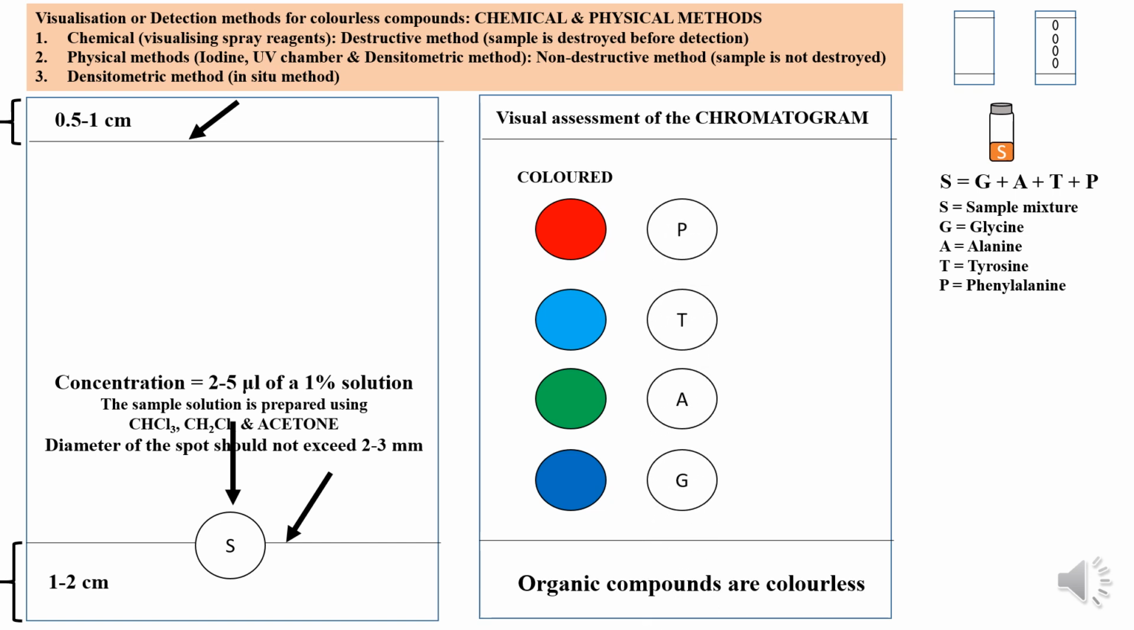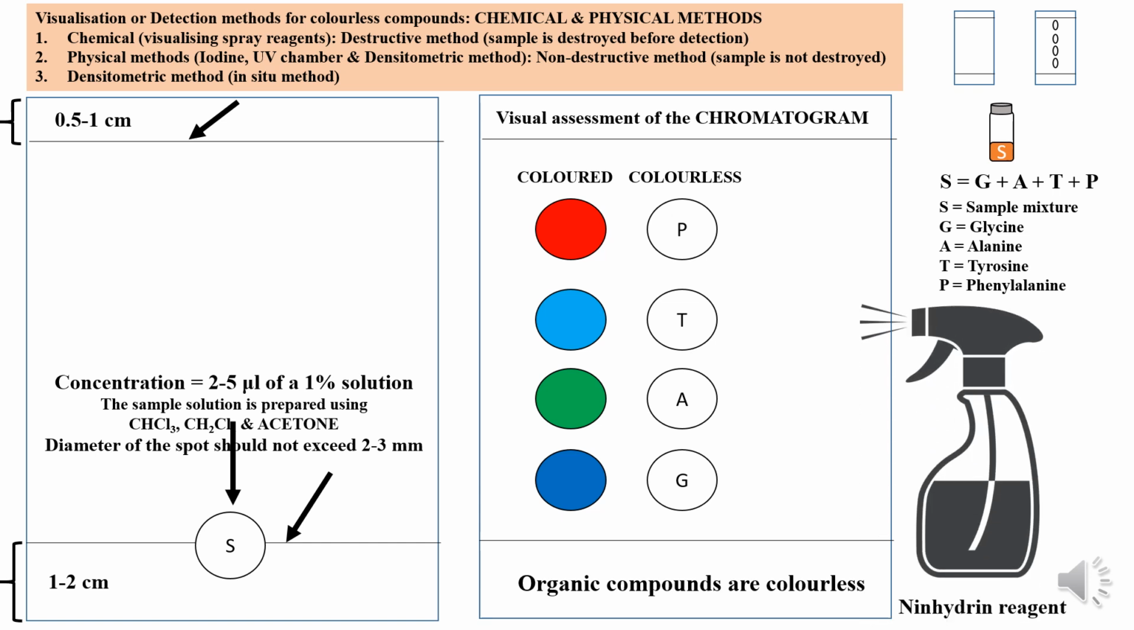Now in the present case, we are trying to separate and identify 4 amino acids in the given sample mixture. Yes, that is phenylalanine, tyrosine, alanine and glycine. And they are colorless compounds. And after the separation is done, we have to identify or locate the spots. So this can be done by spraying the TLC plate. So make sure that you dry the plate before you spray with the reagent.